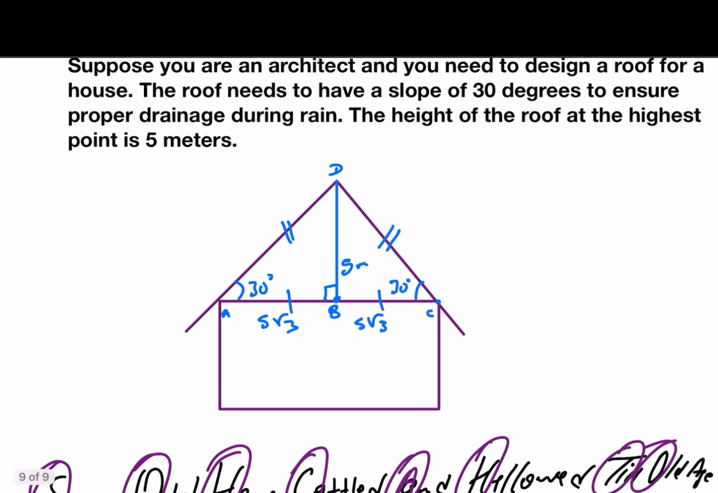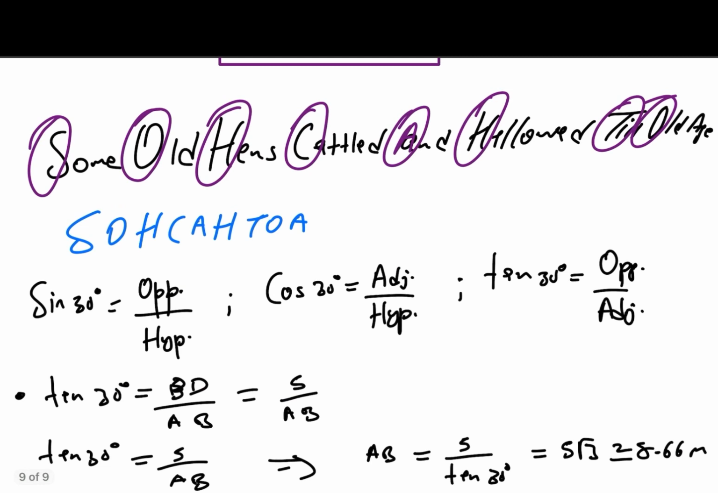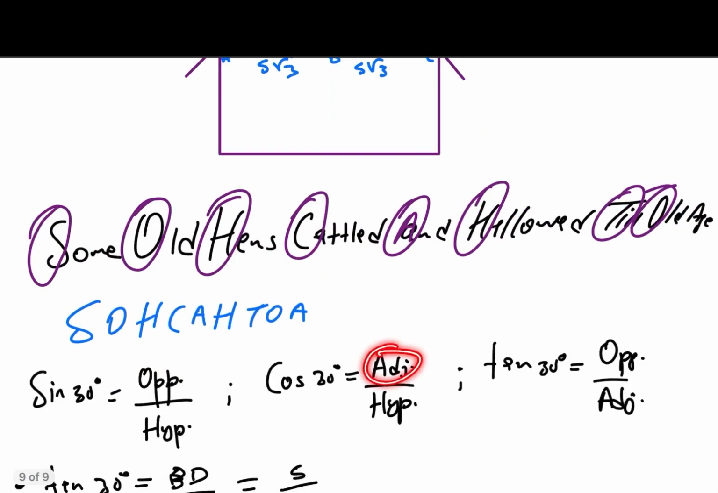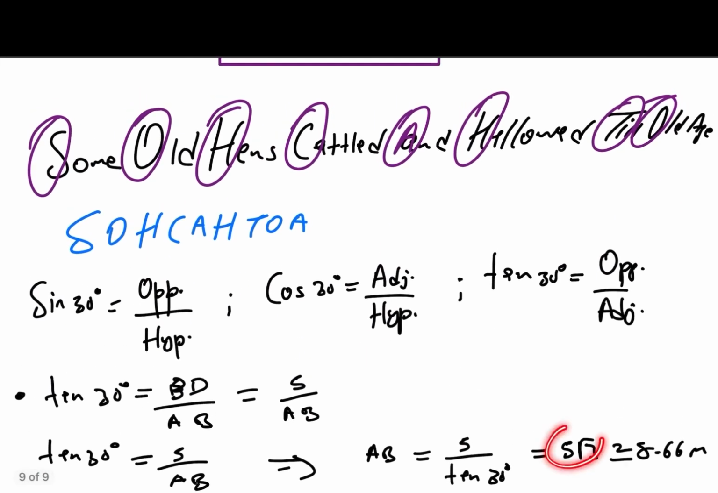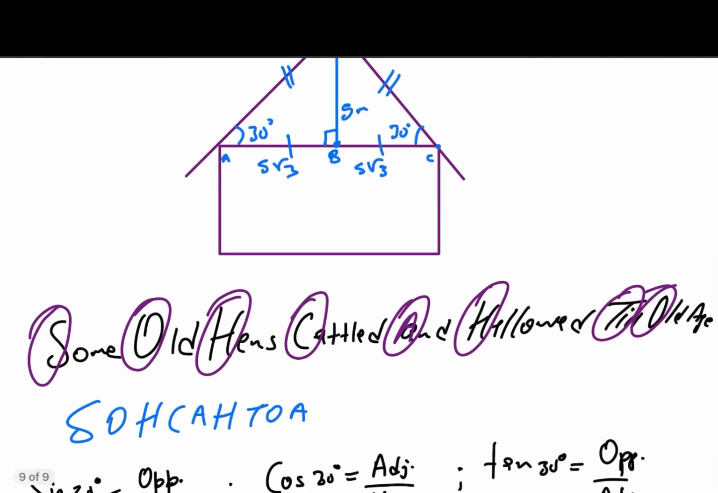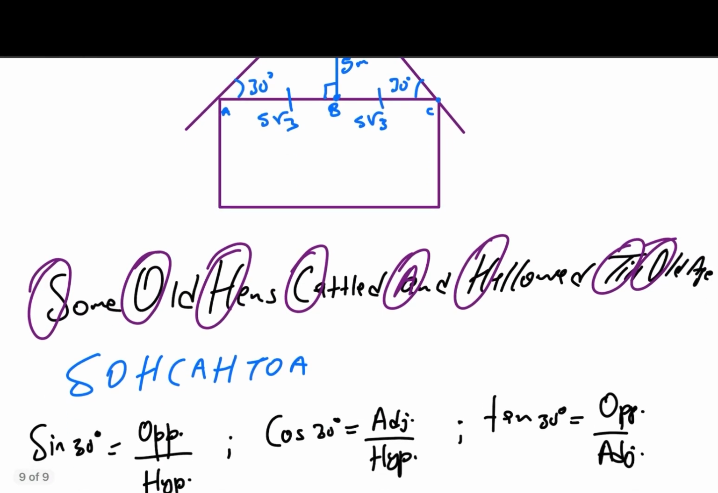Again, this is what you call a hypotenuse side. Which one should we use? We can use this one because it has hypotenuse sides. You can pick any one. Why? Because we have the opposite side, which is 5 meters, and we have the adjacent side that we just calculated, which is 5 root 3. So you can use that, or even you can use Pythagoras.